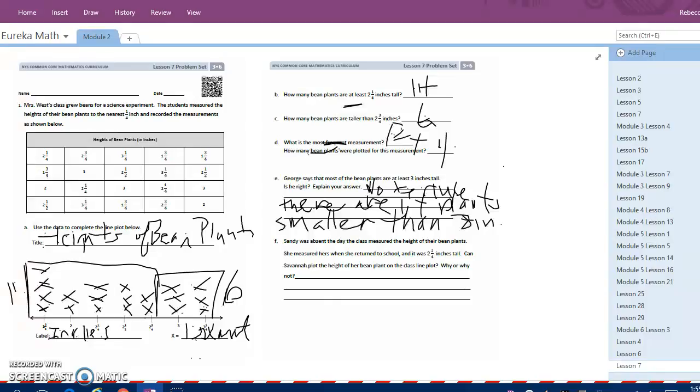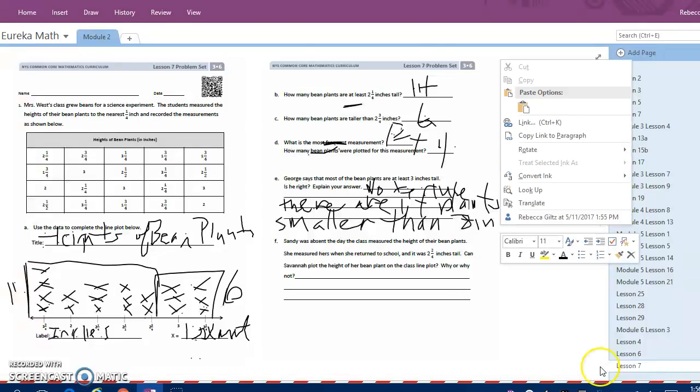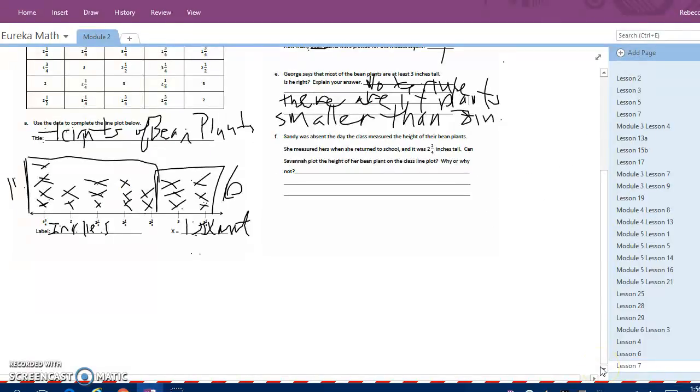Okay? And then the very last question says, Sandy was absent the day the class measured the height of their bean plants. She measured hers when she returned to school, and it was 2 2/4 inches tall. Can Savannah plot the height of her bean plant on the class line plot? Why or why not? So 2 2/4. Well, let's look at that line plot. Your number line here does not have 2 2/4.